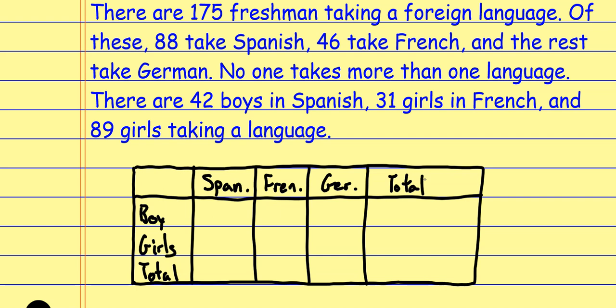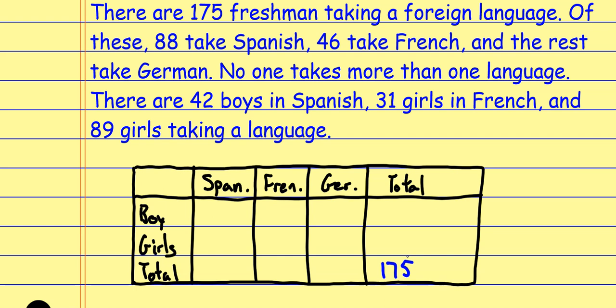I just start filling in what I know. And keep in mind, the total of everything is going to be that 175. So that goes here, because that's talking about this entire table, and that will always end up in that total category down there. Okay? It's the total of all the boys and girls. It's also the total of all the students. All right? The foreign language students.